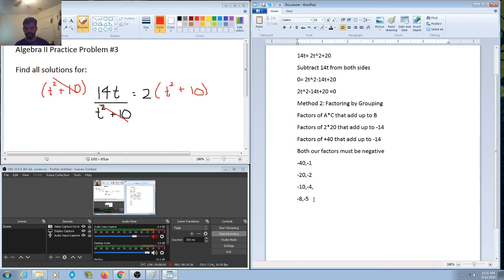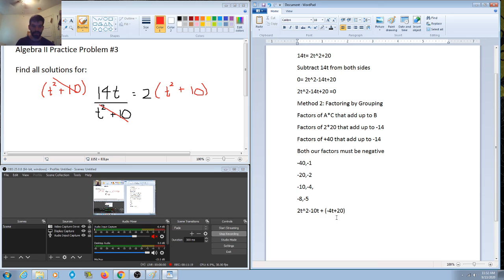Now again, we're not just going to set these equal to 0. Instead, we have to do this grouping. So we have 2t squared minus 10t plus, I'm going to put that plus in there on purpose just to show you something really important, negative 4t plus 20. Okay, this is where I cannot stress enough, you have to be very, very careful with your signs.